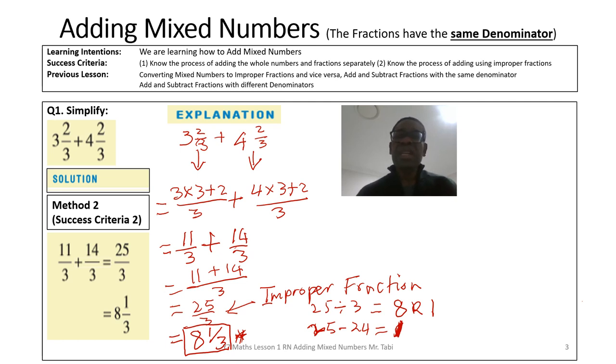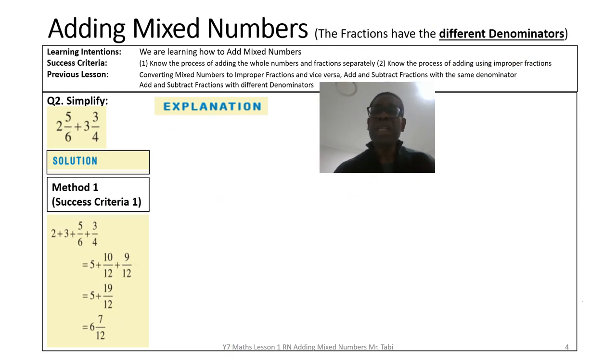Right, let's look at now the slide that deals with different denominators. This one was the same denominator. So let's look at different denominators. Again, we apply our two success criteria to this problem. So criteria one is adding the whole number part and adding the fraction part separately.